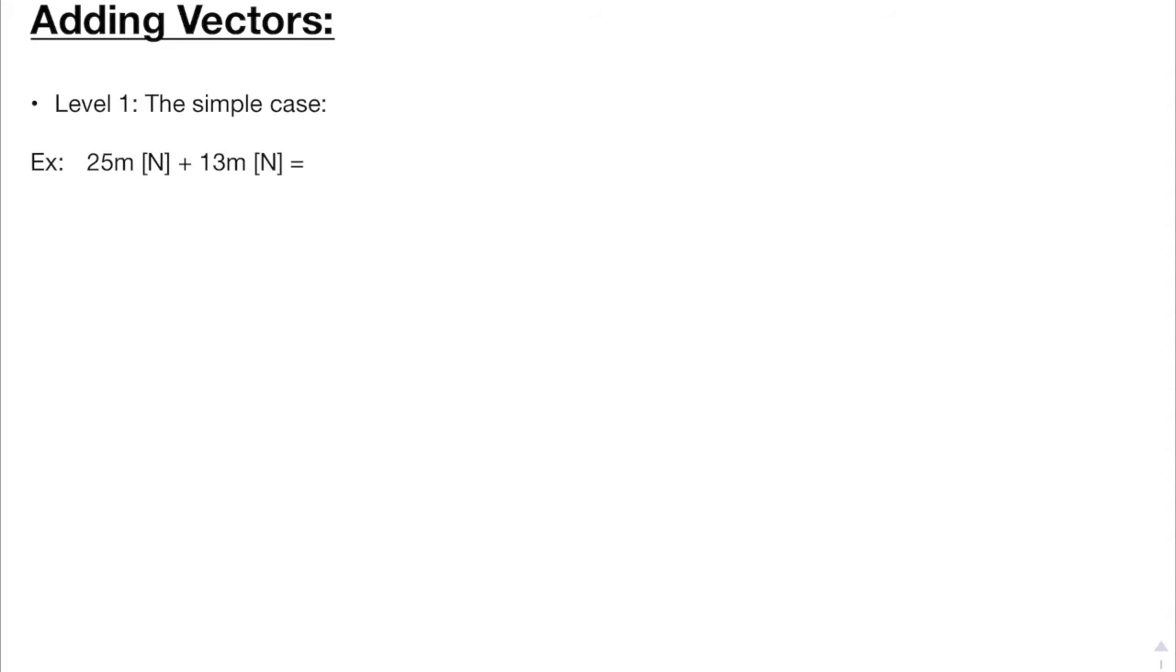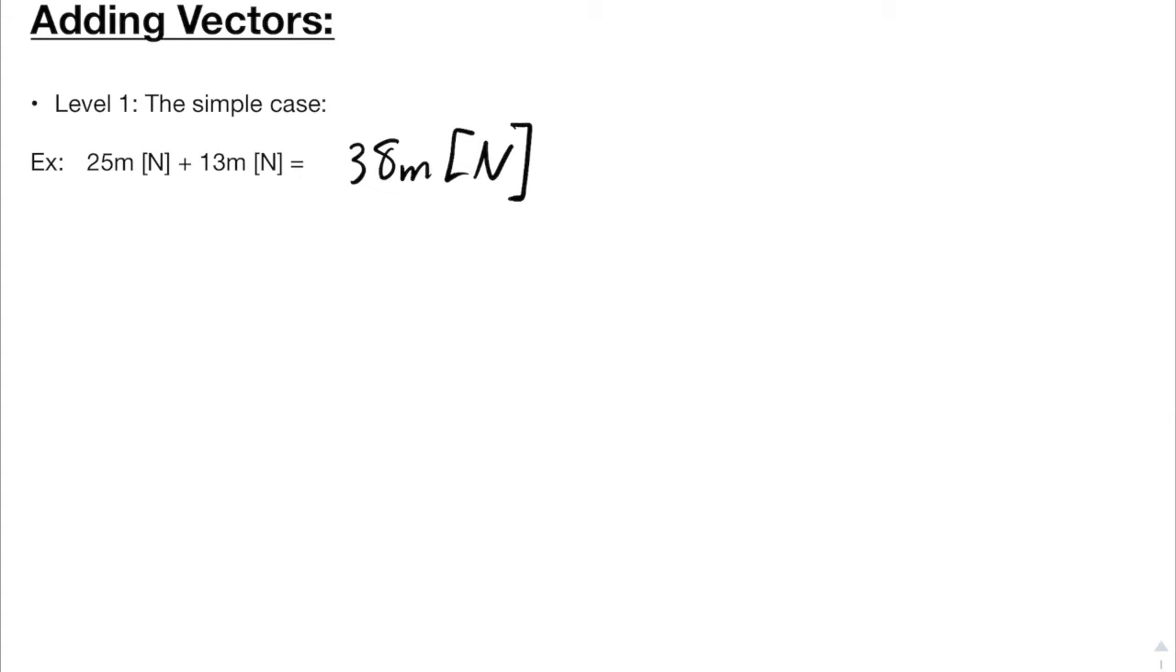How do we add two vectors that have the same direction? In this case, this is a very easy question. We know somebody walks 25 meters north and then they walk another 13 meters north. Their total displacement is simply 25 plus 13, which gives us 38 meters north.